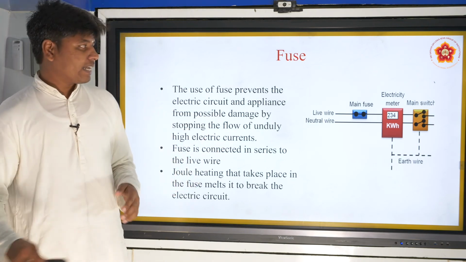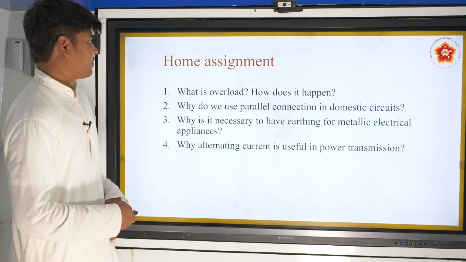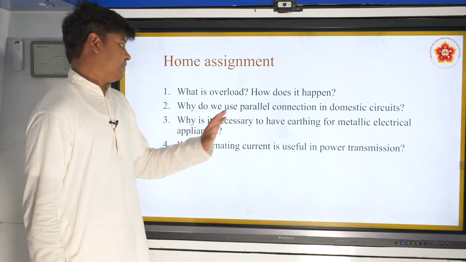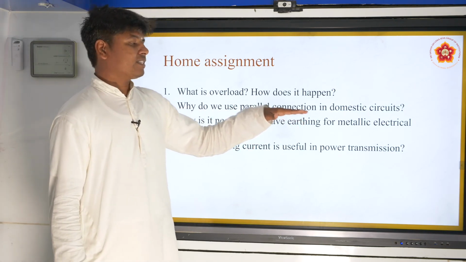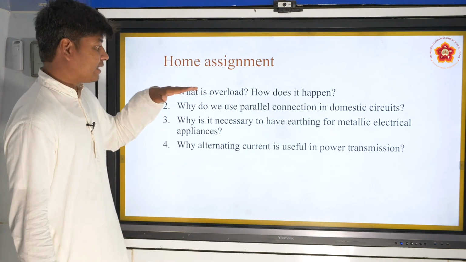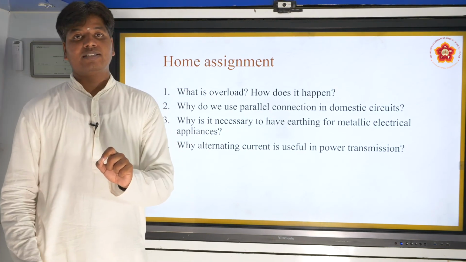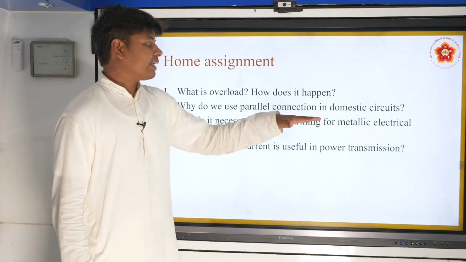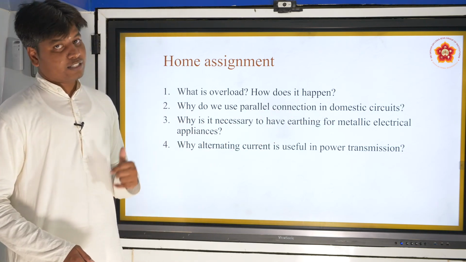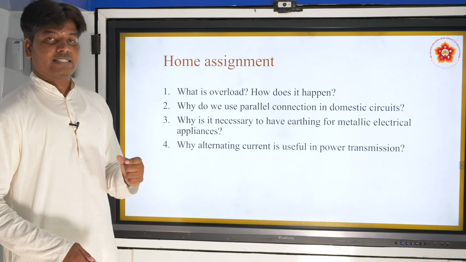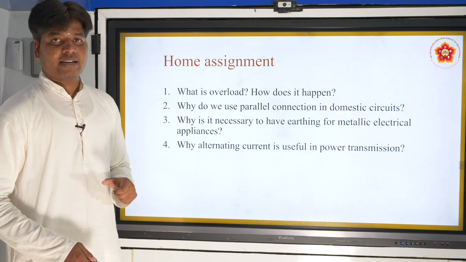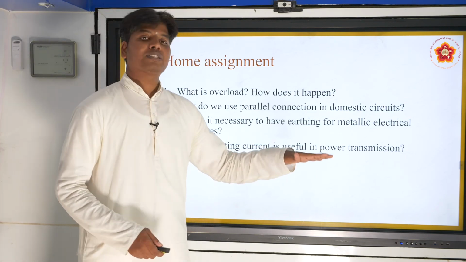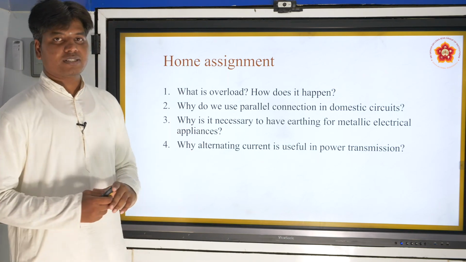Before going to the next class, let me give you some home assignment. What is overload? How does it happen? Very easy. Why do we use parallel connection in domestic circuits? We have already discussed the advantages of parallel and the disadvantage of series connection. Why is it necessary to have earthing for metallic electrical appliances? This also we have discussed. Why is alternating current useful in power transmission? So these are the four easy questions.